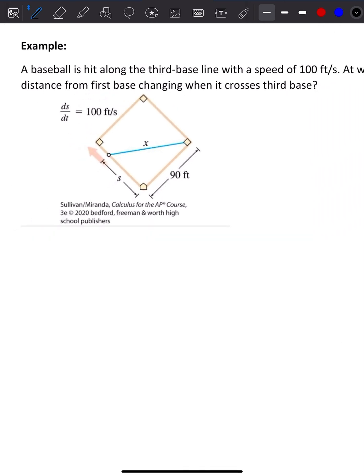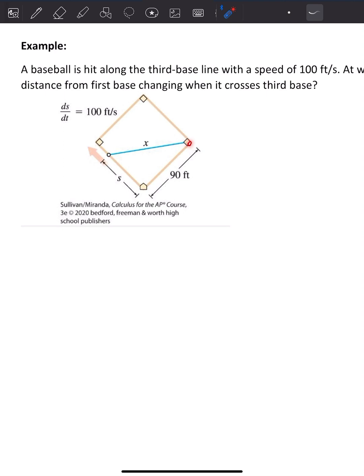If you don't know anything about baseball, this is third base. So, this is first base. The other thing we have to know is that this makes a perfect square. So if this length is 90, this length is also going to be 90. We want to solve for the rate this distance right here is changing.